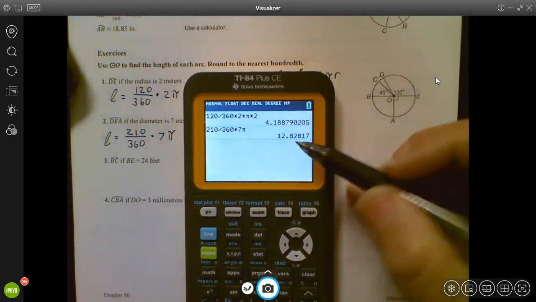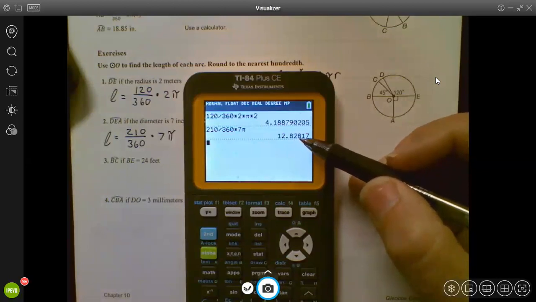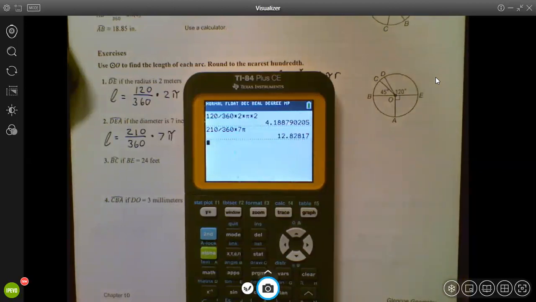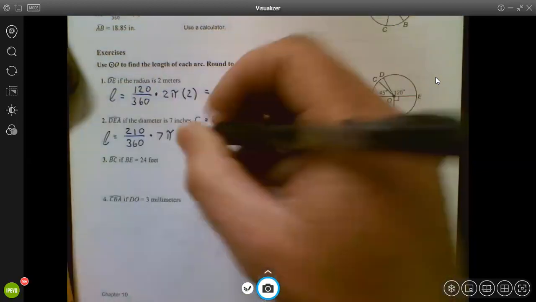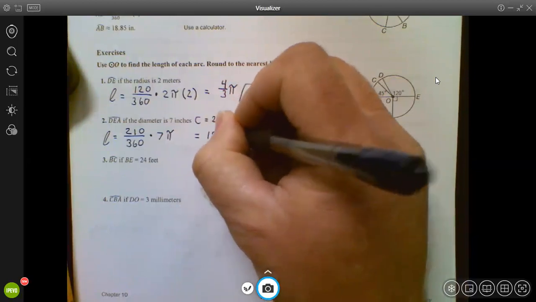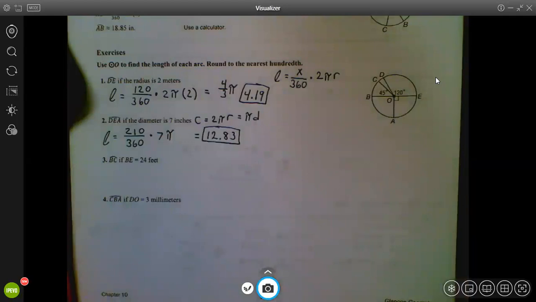Guys, again, make sure you round accurately. If we're going to go to the nearest hundredth, that's where I see the 2. I look at the next number to tell me whether that 2 should stay a 2 or bump up to a 3. That 8 tells me I need to bump up this guy to a 3. So 12.83 would be the arc length.